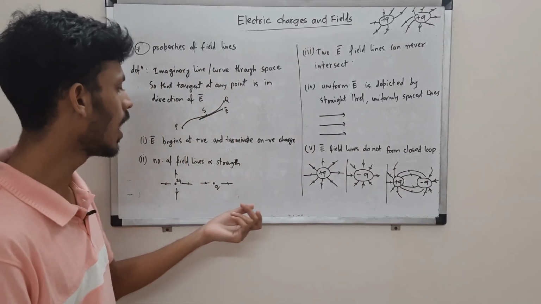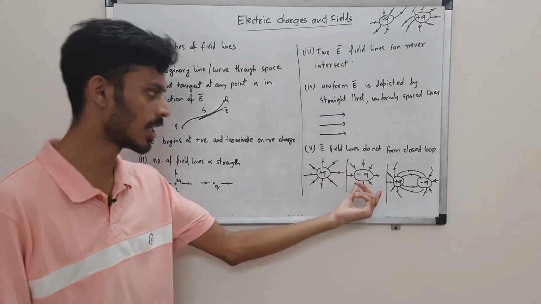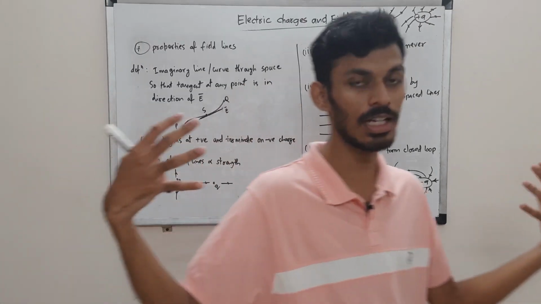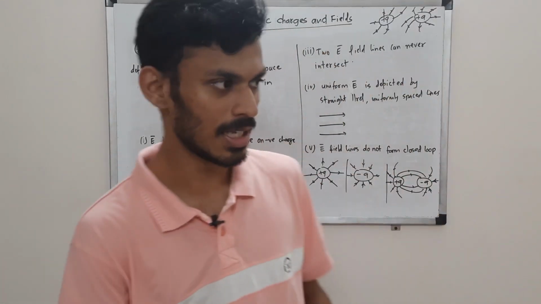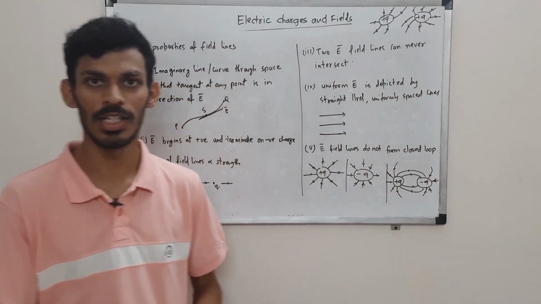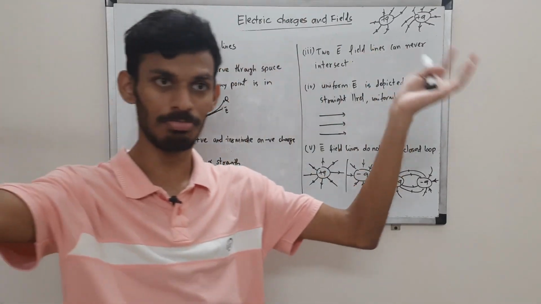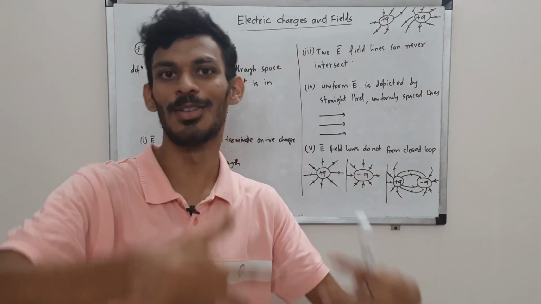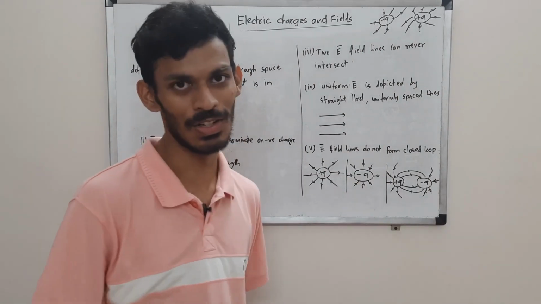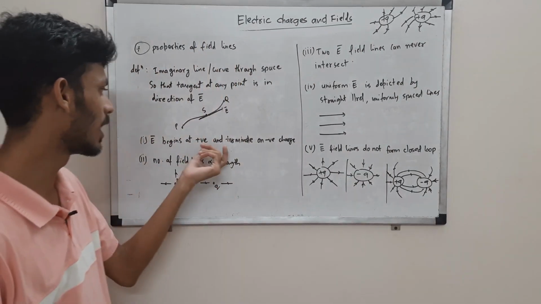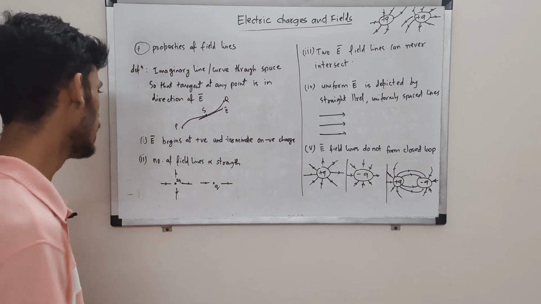Okay, and then it terminates at negative charge. Here you can see the negative charge has a field radially inward. So basically, if there is an isolated negative charge, the field will start at some infinity and terminate at the negative charge. Okay, so electric fields begin at positive charge and terminate on the negative one.